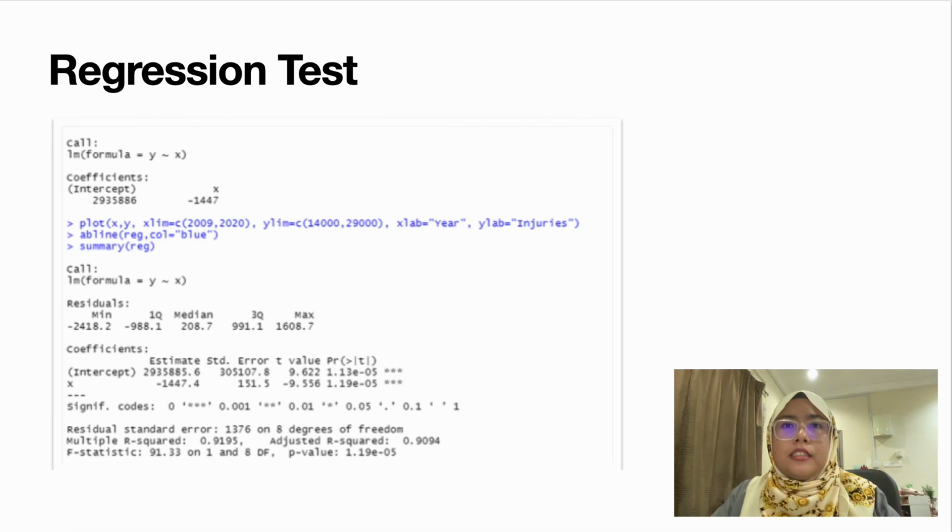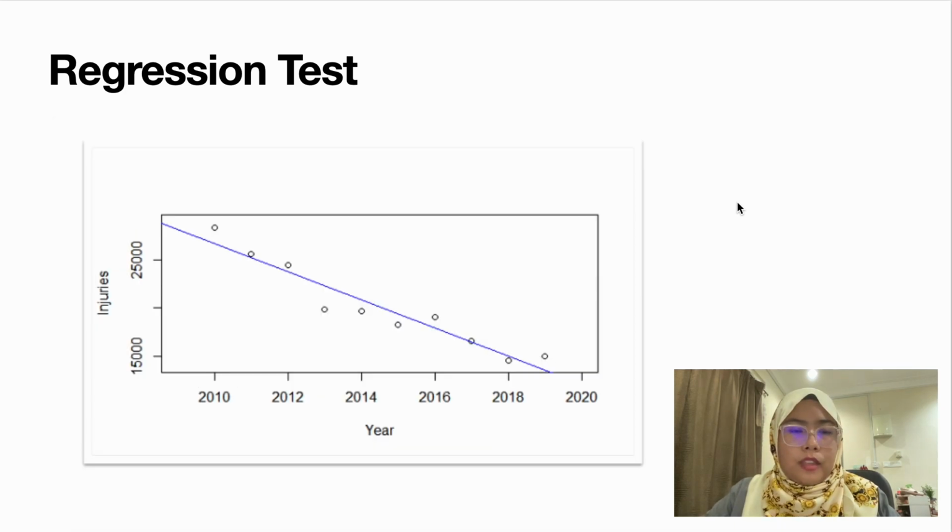And next is the regression test. Regression test is a statistical method that we use to analyze and understand the relationship between the dependent variable and independent variable. Regression is used to predict the value of the dependent variable based on the independent variable. So the value actually comes from the independent variable value. This is what we have made in the R program, and this is the scatter plot that came out after we made the calculations.